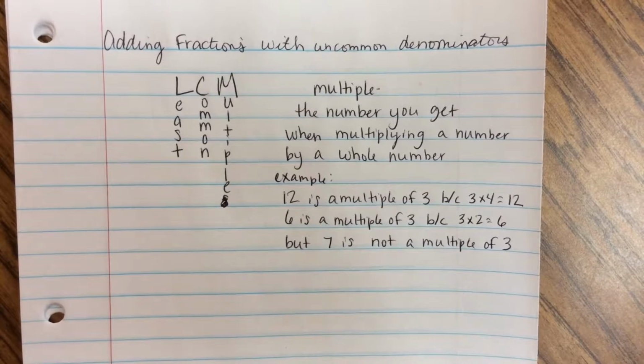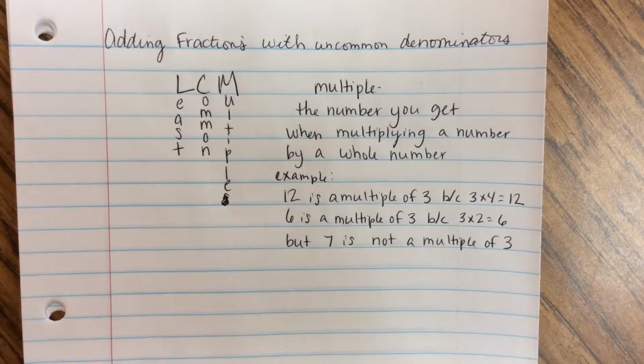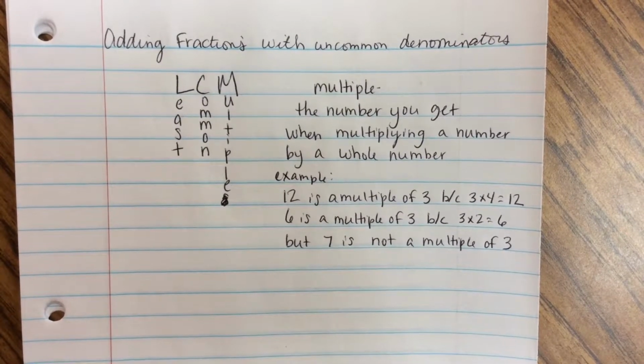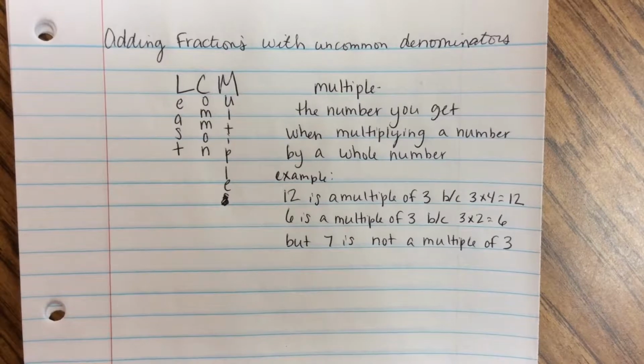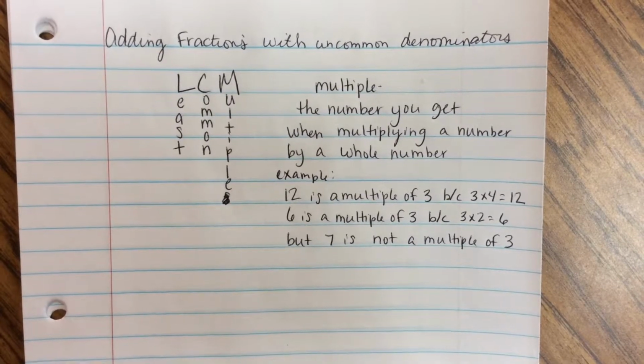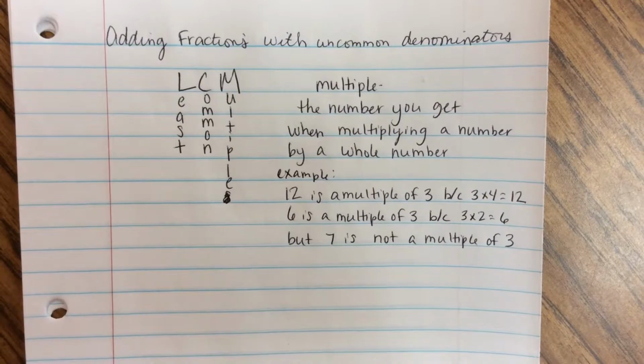Let's talk about adding fractions with uncommon denominators. When we add fractions, the denominators must be the same. And typically what we see in 5th grade is that our denominators are not the same. So we have to first make them common before we are able to add them. We are going to use LCM, which stands for least common multiple, to make them common.